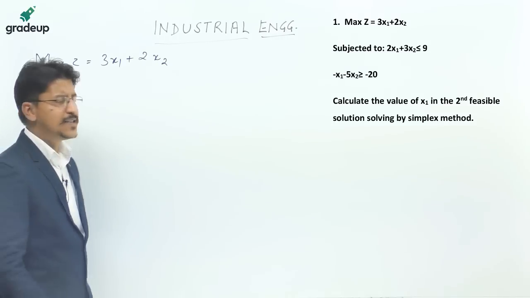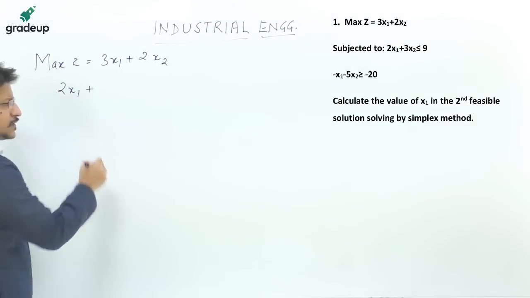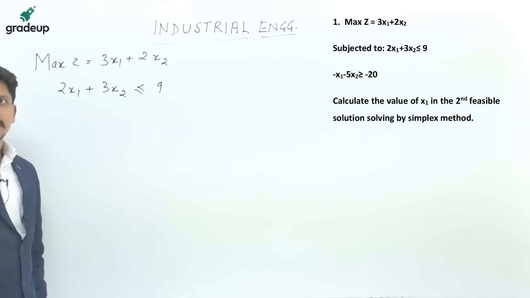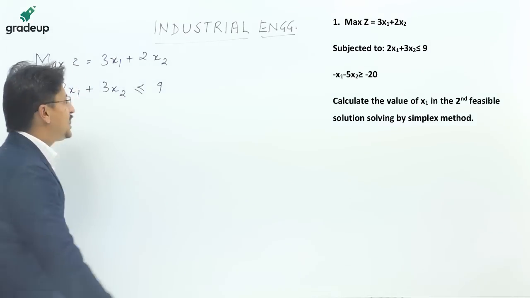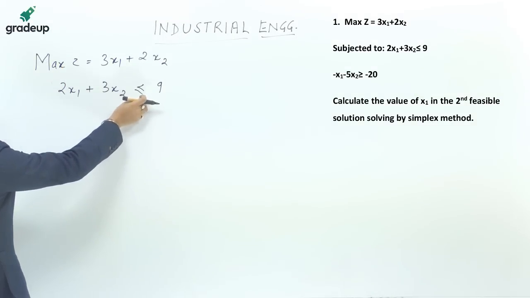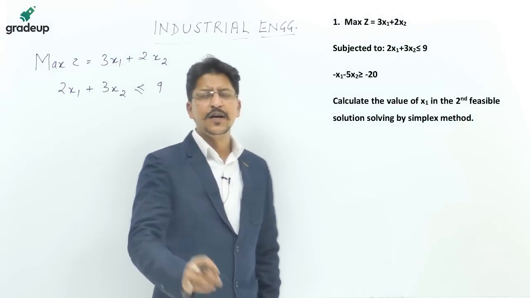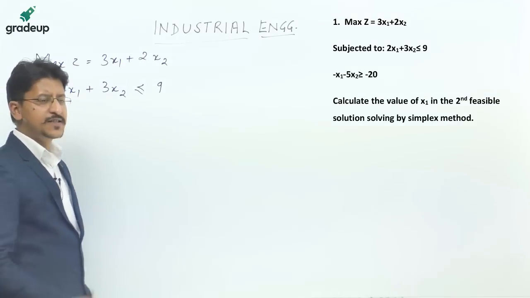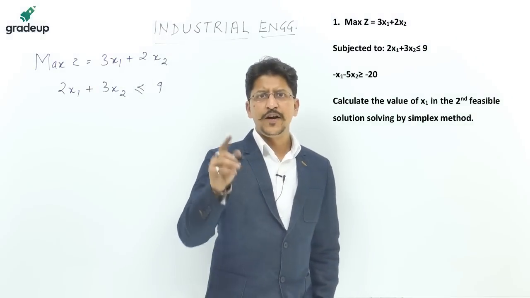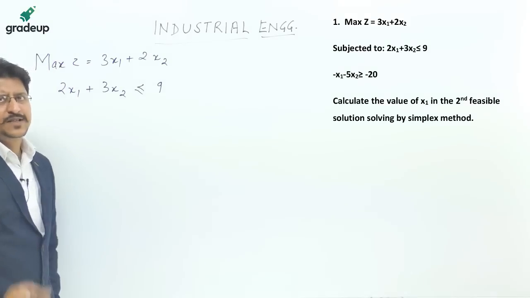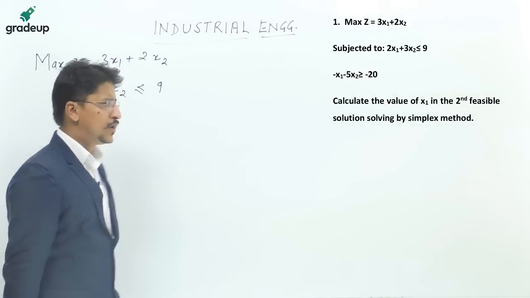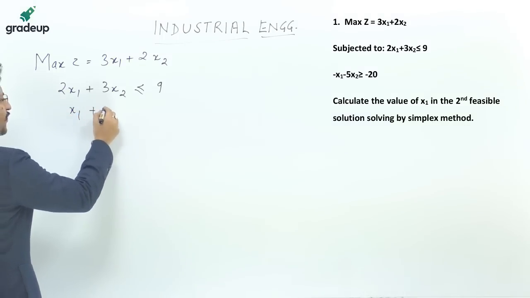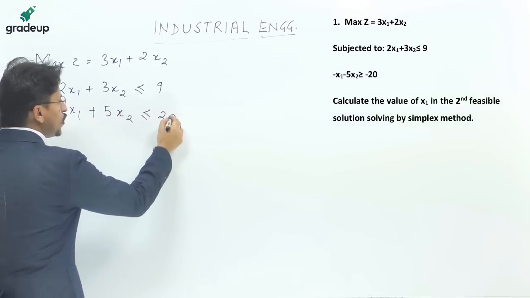That has been given as 2x1 plus 3x2 less than equal to 9. One more thing to be noted here is, when this is a maximization problem, these constraint equations are in a less than equal to format. If they are not, then please change them to less than equal to format and then solve it. In the second equation it is given in the greater than equal to format. So you just convert it into less than equal to format by multiplying both sides by minus 1, or simply by changing the sign. So that equation will become x1 plus 5x2 less than equal to 20.